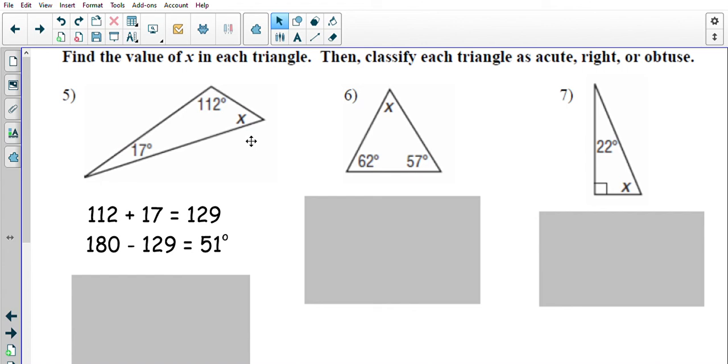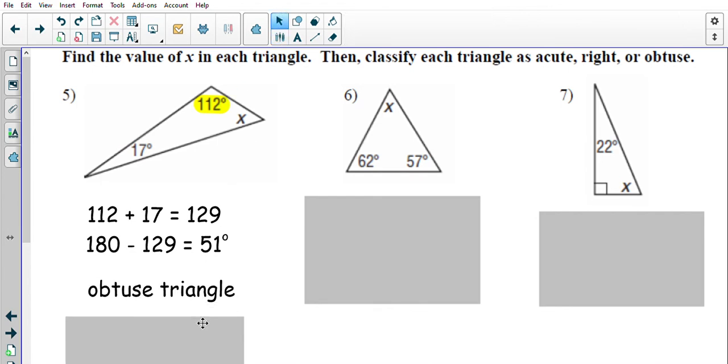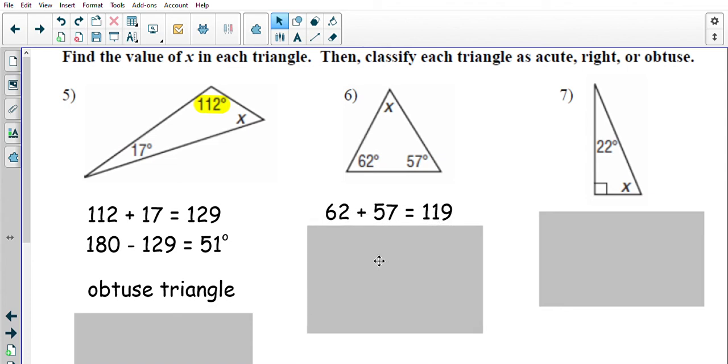Sometimes students set up equations, so they'll write 112 plus 17 plus x equals 180, and then they solve for x. That works too. Now it does ask us to classify the triangle, not the angle. That's an acute angle, but the triangle itself is going to be an obtuse triangle because we have an obtuse angle. So I specified triangle after this so that you knew that it was an obtuse triangle and not an obtuse angle right here.